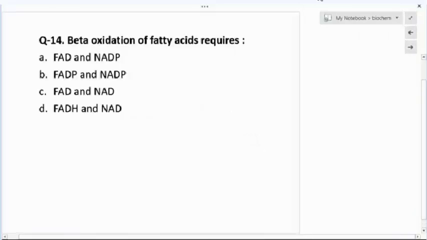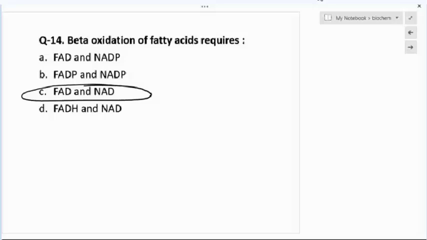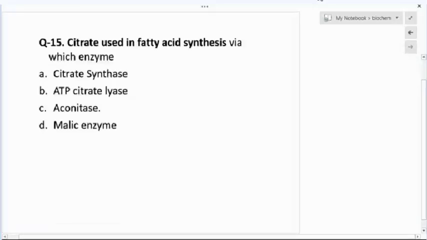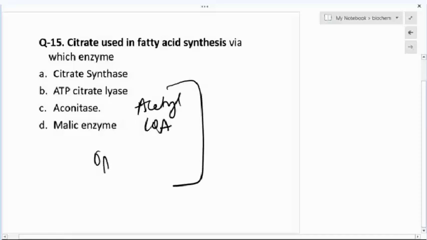The next question is asking about beta oxidation of the fatty acid. We have seen in the previous question, beta oxidation needs the cofactors FAD and NAD. In each cycle of beta oxidation, you get one FADH2 and one NADH. So beta oxidation requires cofactors FAD and NAD. Now the next question is about citrate, which is used in fatty acid synthesis. It is used via which enzyme? If you remember, acetyl-CoA cannot permeate across the mitochondrial membrane, so it takes the help of the enzyme citrate synthase to produce citrate.